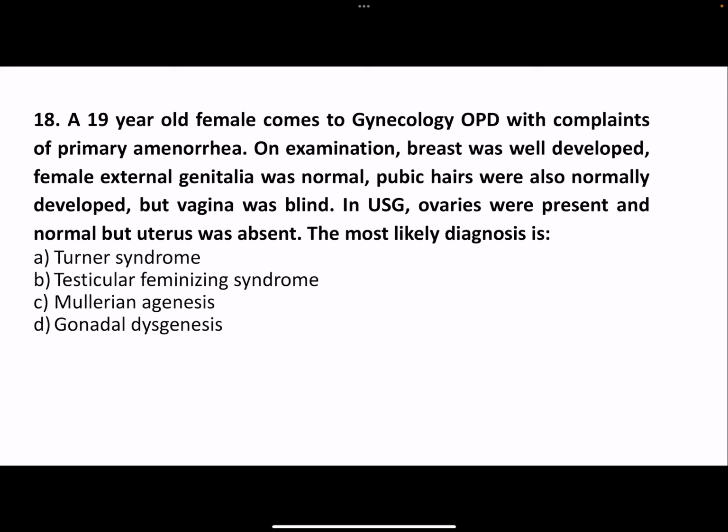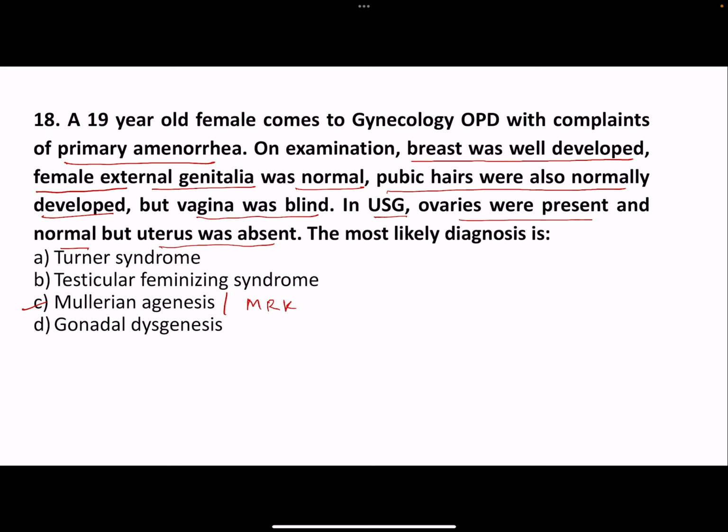Question number 18. A 19-year-old female comes to gynae OPD with complaints of primary amenorrhea. On examination, breast was well developed. Female external genitalia was normal. Pubic hairs were also normally developed, but vagina was blind. On ultrasonography, ovaries were present and normal, but uterus was absent. The most likely diagnosis is. So here the answer is Mullerian agenesis, also called Mayer-Rokitansky-Kuster-Hauser syndrome. So in this syndrome or Mullerian agenesis, the above mentioned features are present.